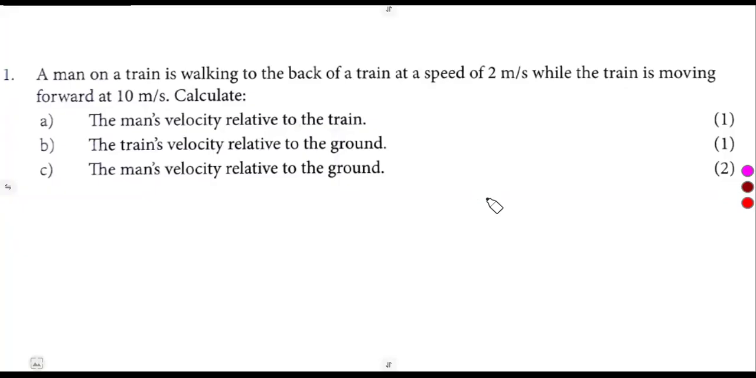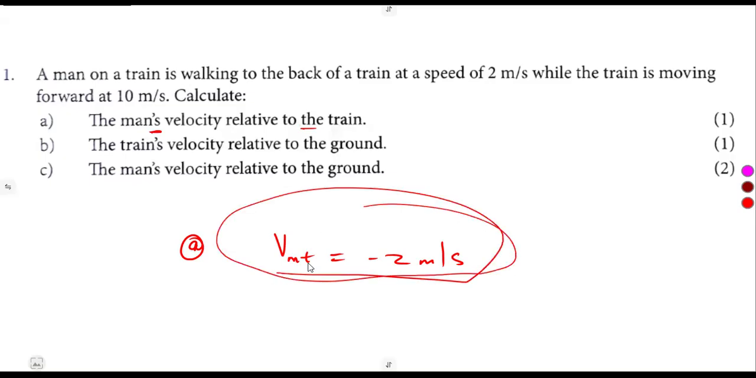We're going to do the same thing that we've been doing. It's going to be VMT, the velocity of the man relative to the train. Our man is going to the back, so it's -2. Going negative, back, so it's -2 minus 10. -10.